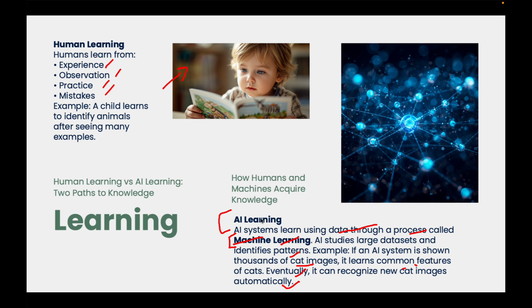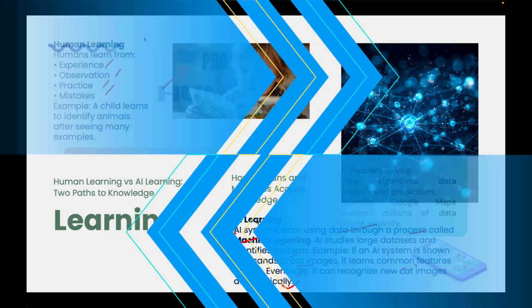Okay, so if you see, there is a process of learning for artificial intelligence systems, and in that process, there are different mechanisms available. We will discuss all those mechanisms later. For now, we will move to the next capability.